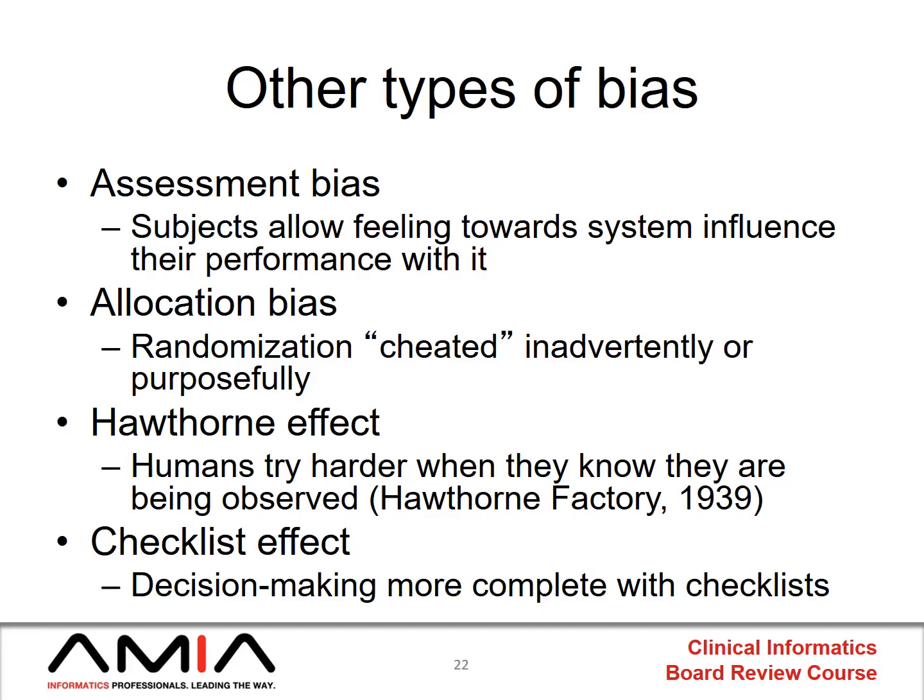There's also the Hawthorne Effect, which came to light in famous studies done in the Hawthorne factory in Chicago in the 1930s, finding that humans try harder at tasks when they know they're being directly observed. And then finally, there's the checklist effect, where decision-making will be more complete when subjects have checklists to carry out what they've been asked to do.